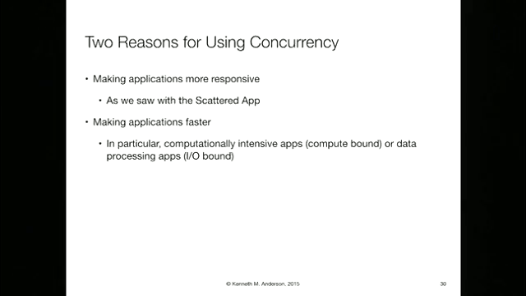All right, and then setting aside multi-process design, if we think about multiple thread design, then as we already saw with the scattered application, you can use threads to make applications more responsive so that they are always able to respond to user input, even if it's doing something in the background. And you can use threads to make applications faster when they are doing either computationally intensive work, compute-bound, or data processing work, which is I/O-bound. And there are actually different strategies for those two types of apps that we'll get into over the semester.